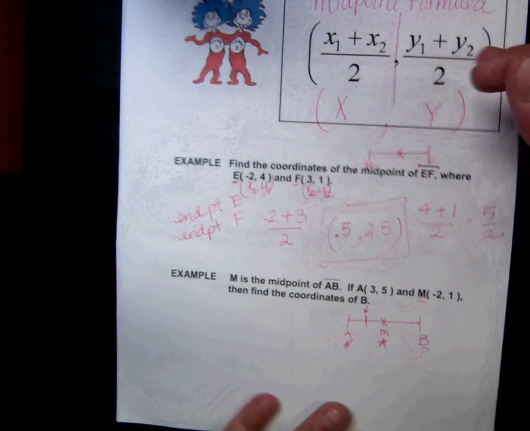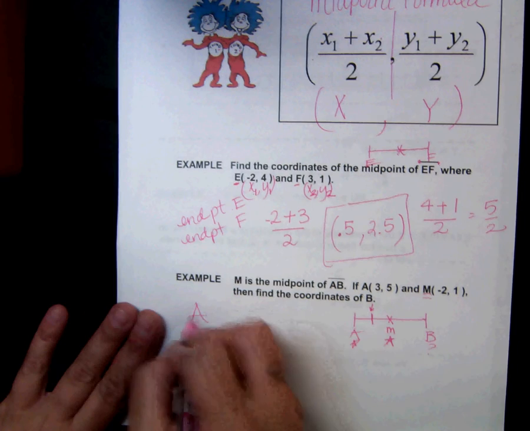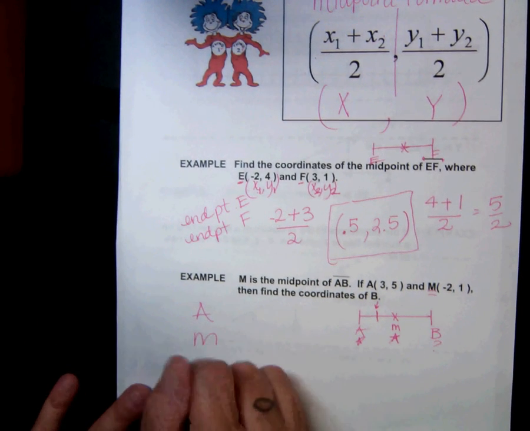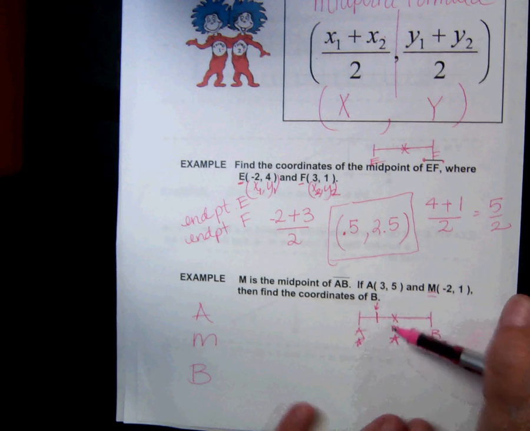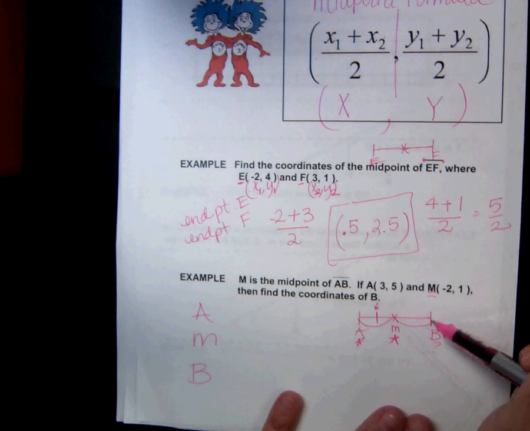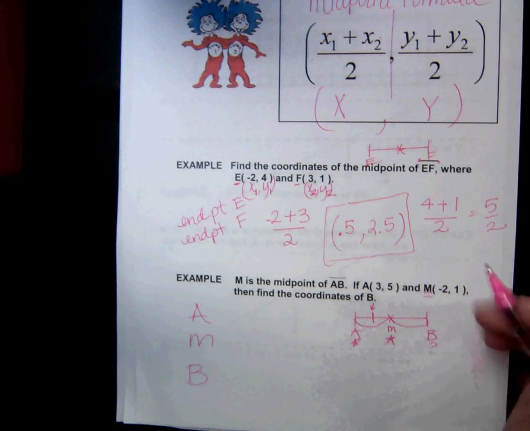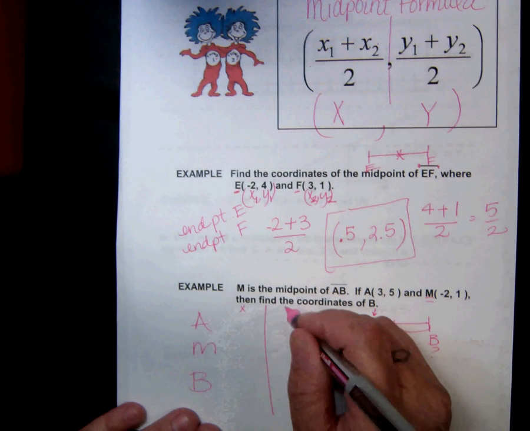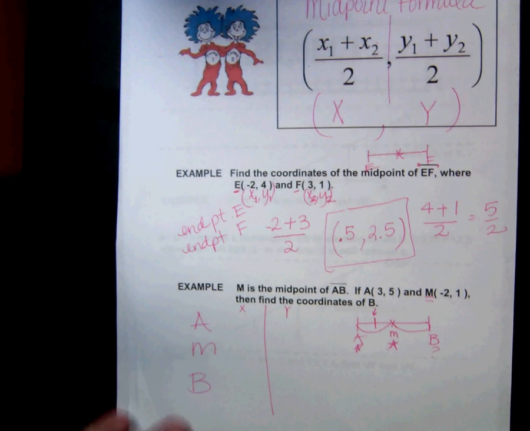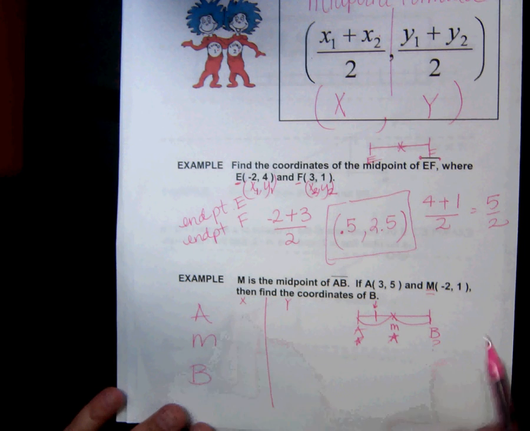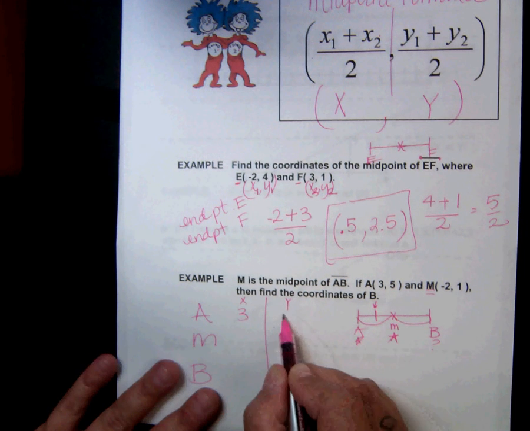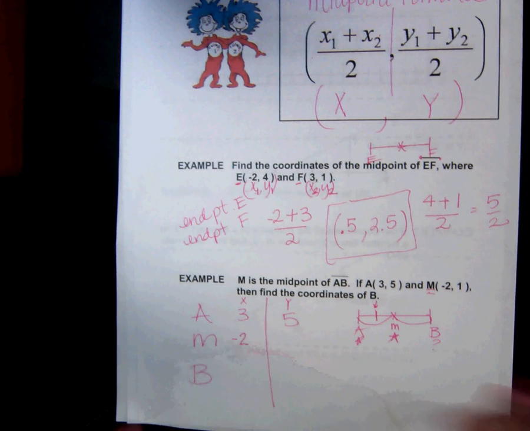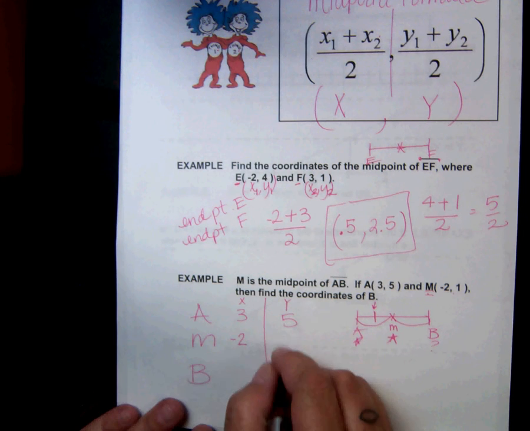One way we can do it is to think of it this way. This is my A, here's my M, which is my midpoint, and here's my B. Remember, if it's a midpoint, these are congruent. They are equal distance. So for my coordinates, because I'm going to do x and y separately, my coordinates for x is 3, and for y is 5. On the midpoint, my coordinates are -2 and 1.